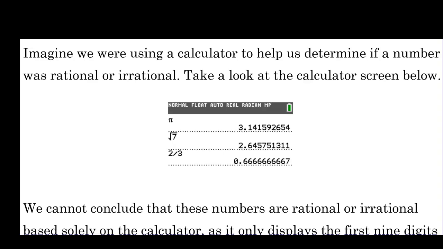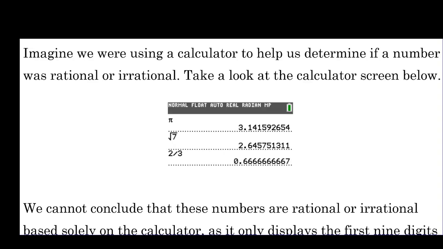Now I want to make a note on the calculator. Imagine we were using a calculator to help us determine if a number was rational or irrational. So I have a screenshot of a calculator screen with a couple of numbers input. The first being pi. If we type in pi, hit enter, the calculator reads out 3.141592654. Now we had a discussion that pi is a non-terminating, non-repeating decimal, yet on the calculator screen, it looks like it terminates. And a terminating decimal would be classified as rational.